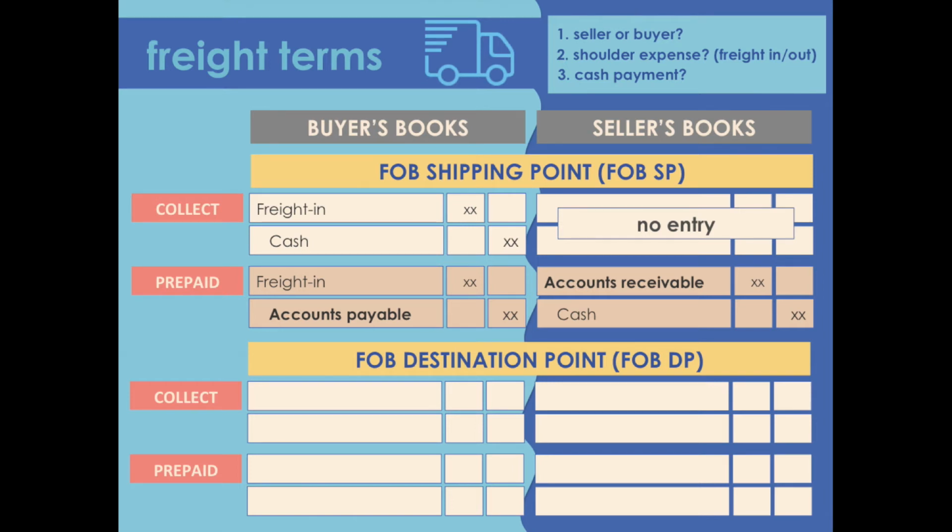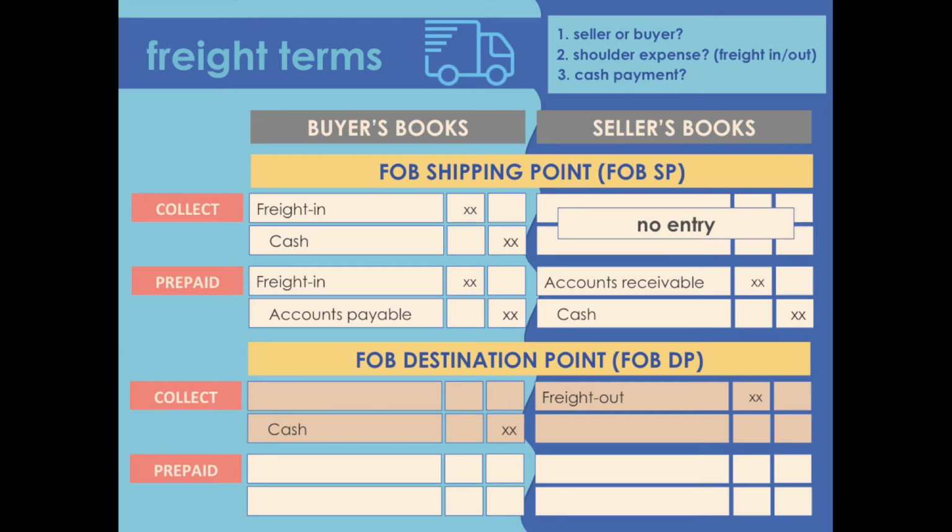Next, we have FOB destination point collect. First, let's check who is supposed to shoulder the expense. For FOB destination point, the seller shoulders the expense, so the seller records debit freight out in its books. Next, who is the one making the initial cash payment? Here we have collect, so the buyer is the one recording the cash payment, so we credit cash in the buyer's books.